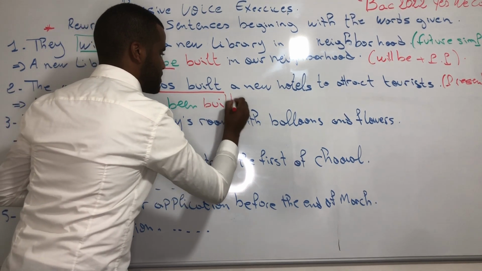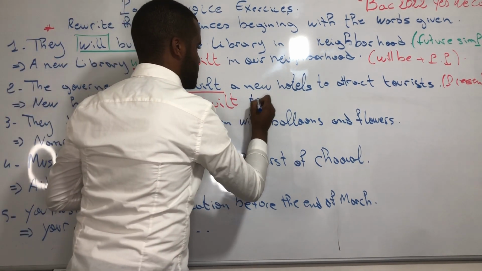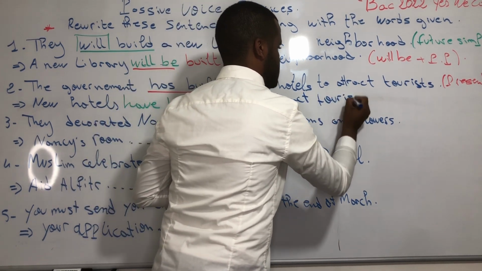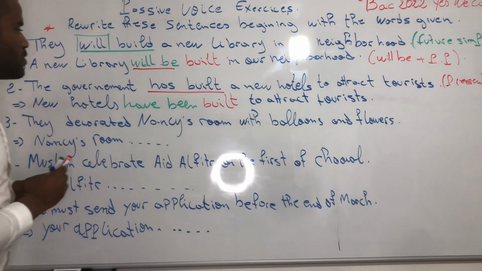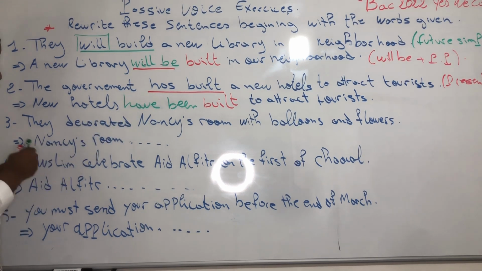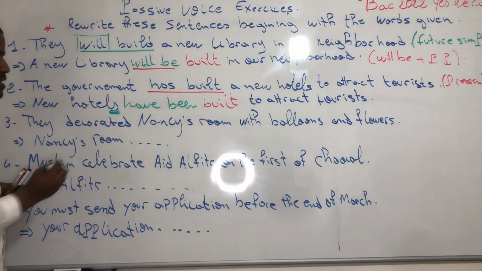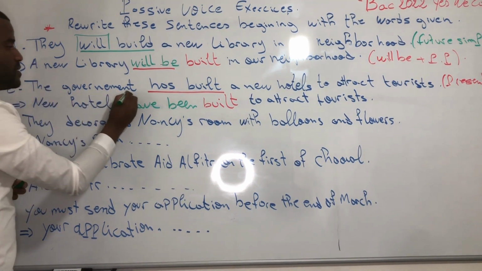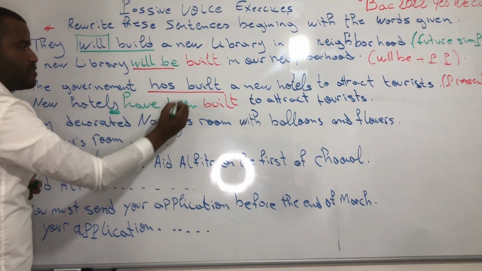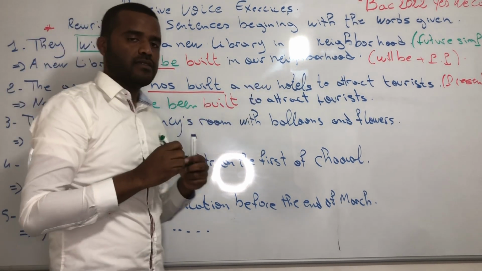Have been built, okay, to attract tourists. Good. So new hotels have been built. Why do we put have here? Because the subject is in plural. We have to pay attention to the subject. If we only had a new hotel, we would write has been built. But we have plural, so we have to write have been built to attract tourists.